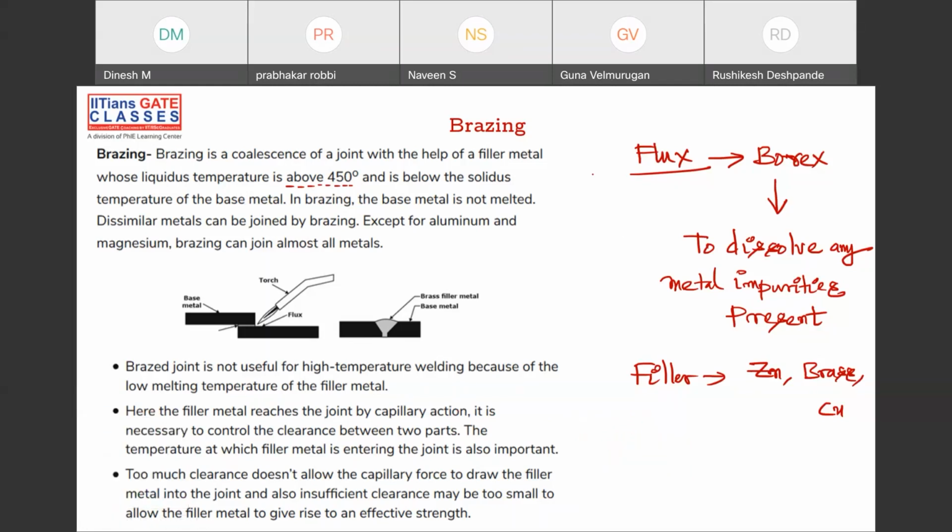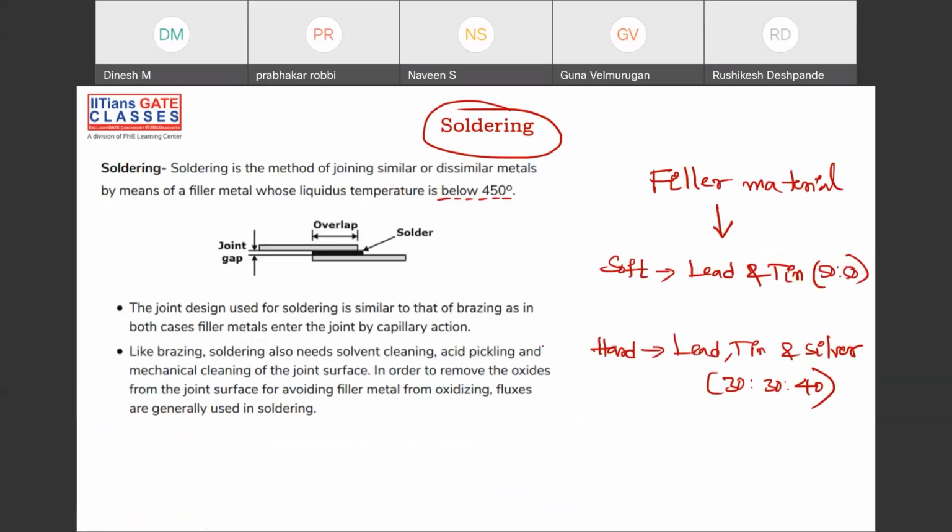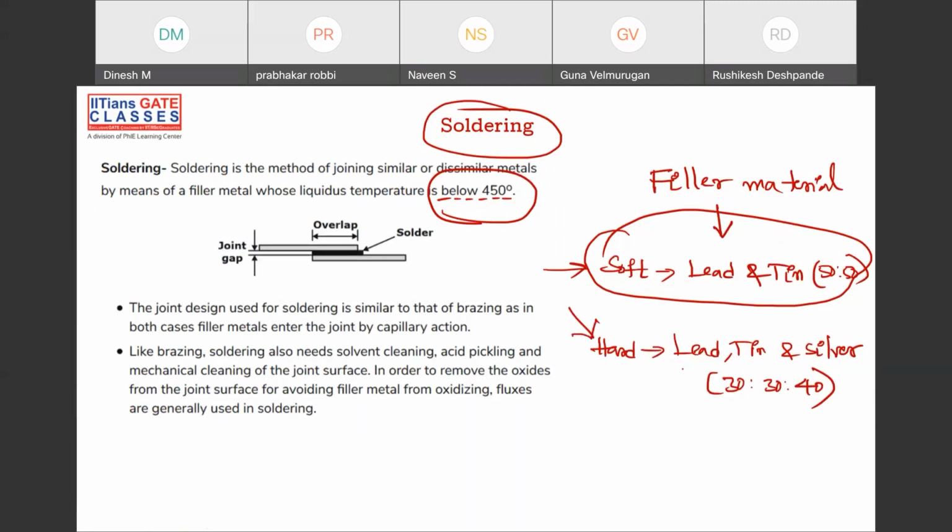Fine. So one important point here is above 450 degrees centigrade. Second, borax is the flux. Third, filler materials are zinc, brass and copper. Same thing we have to do in the case of soldering, but you are doing it below 450 degrees centigrade. Filler material is lead and tin for soft soldering, and for hard soldering you are using lead, tin and silver in the ratio of 30-30-40. That's it, everything is the same.